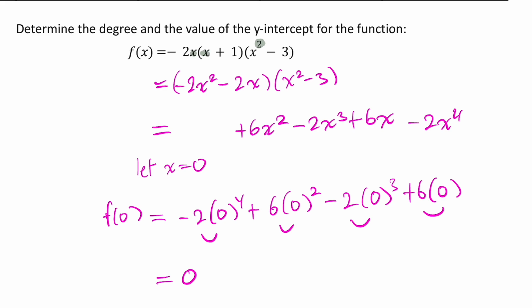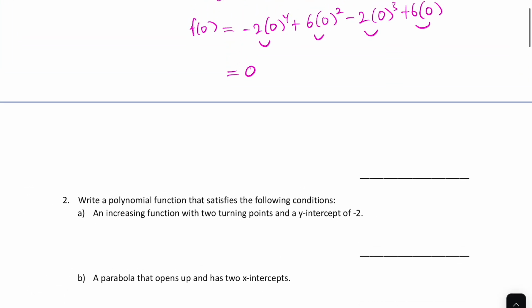But honestly, it doesn't take too long to expand. So expanding just avoids silly mistakes. But with that being said, you can also make silly mistakes while expanding, so there's plus sides and downsides to each of them. So yeah, degree is 4, and the y-intercept is 0.